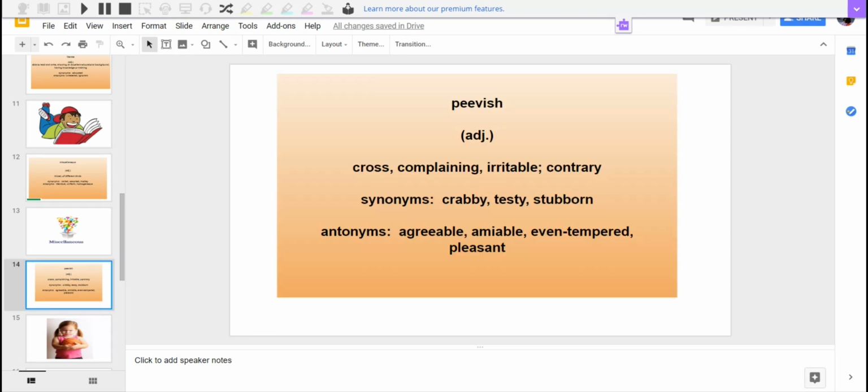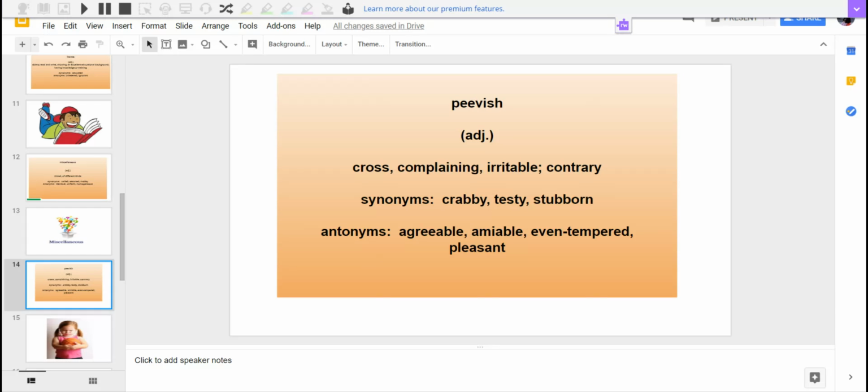Peevish. I like this word. Peevish is what I am sometimes. I will not lie. It's an adjective. It's a describing word. Describes nouns and pronouns. Cross, complaining, irritable, contrary. Synonyms, words that mean the same, are crabby, testy, stubborn. I would have to say I'm very stubborn at times.